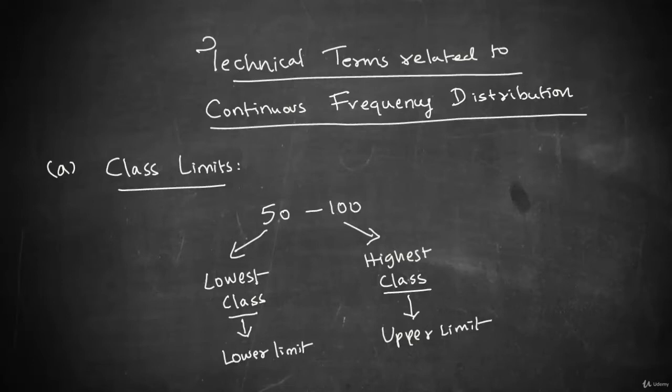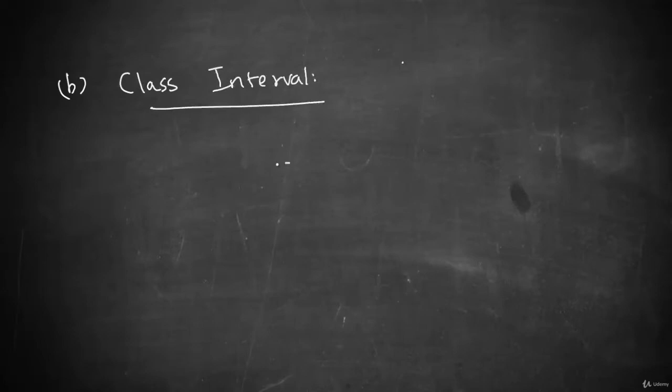So this lower limit will be denoted in statistics using the letter L, and upper limit will be denoted in statistics using the letter U. The next point which we have to understand is class interval. What is this class interval? Let's again take the same example. We were talking about the class of 50 to 100.